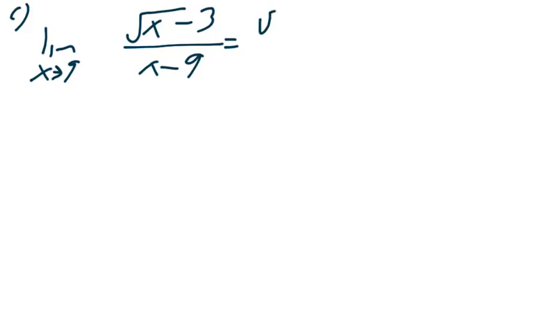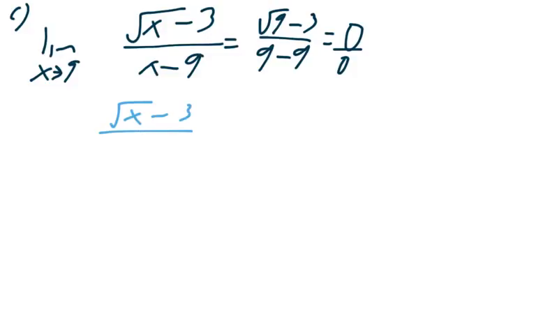So when we try to take this limit, and I plug in this 9, I once again get 0 over 0. So what I want to do is rationalize whichever section can be rationalized. Well, in this case, it is the numerator. So I'm going to multiply both sides by the square root of x plus 3 over the square root of x plus 3.